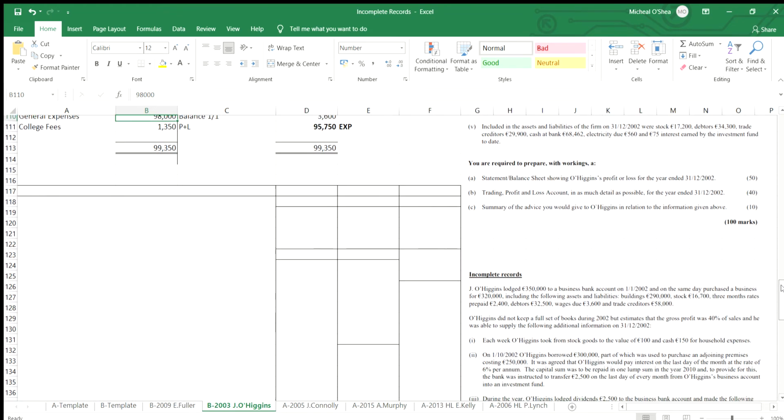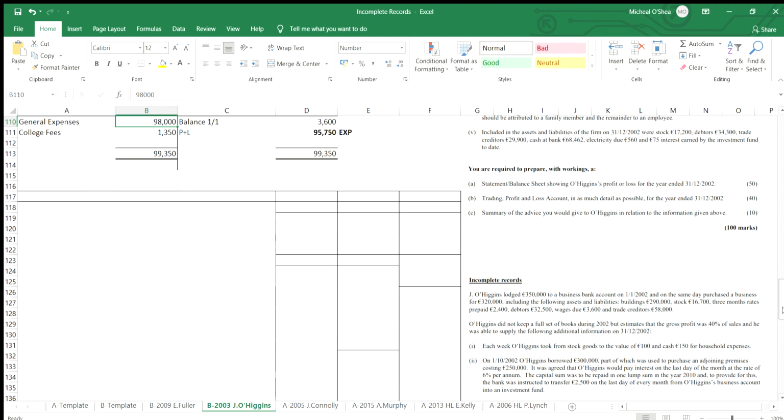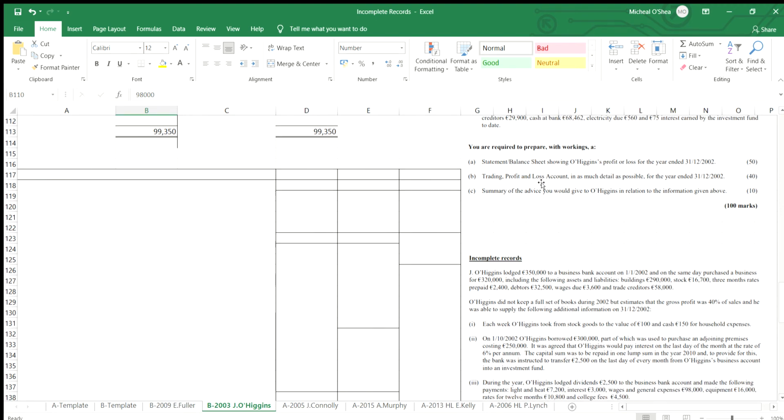Now, at the bottom of the question, we're told that we need to do a balance sheet showing Higgins' profit and loss for the year, and we need to then finish that up with a trading profit and loss. So I'm just going to get into the balance sheet in one second.